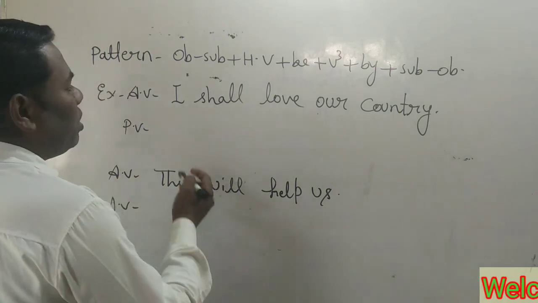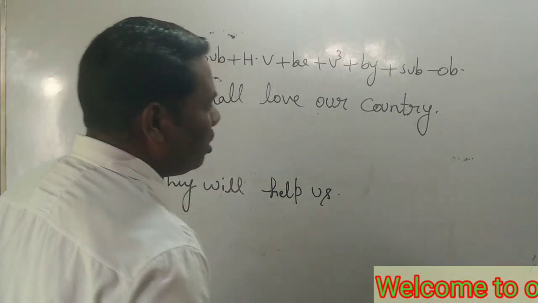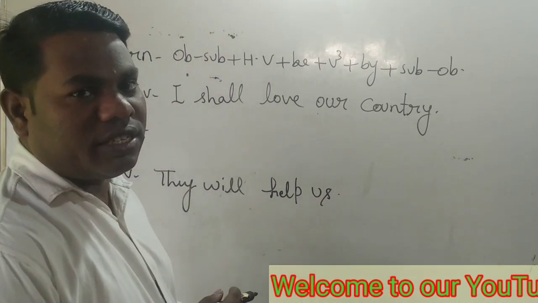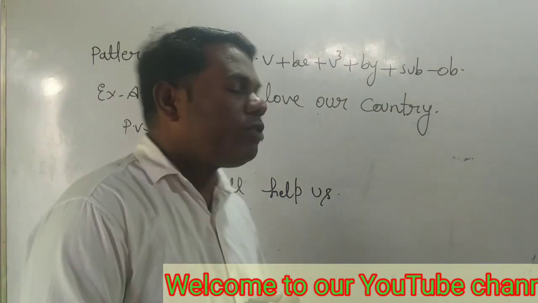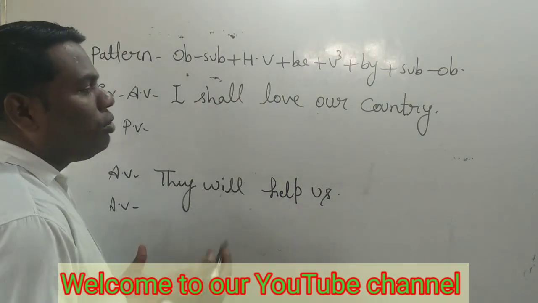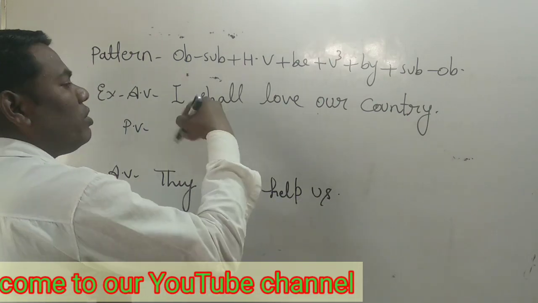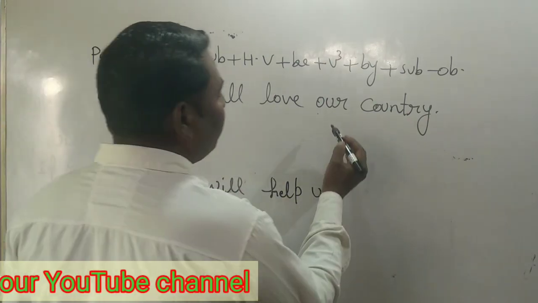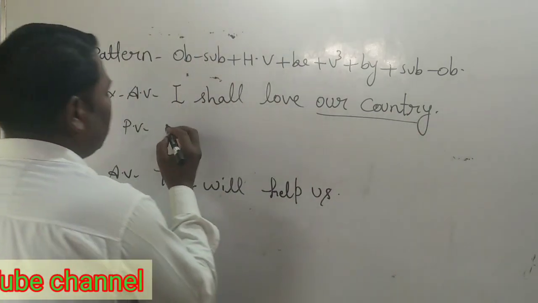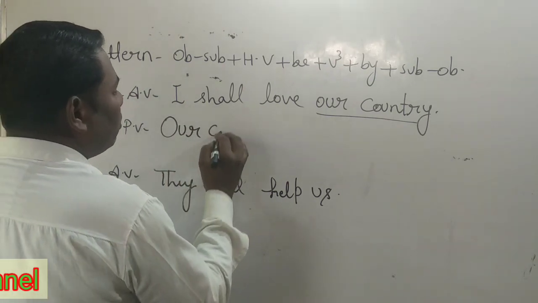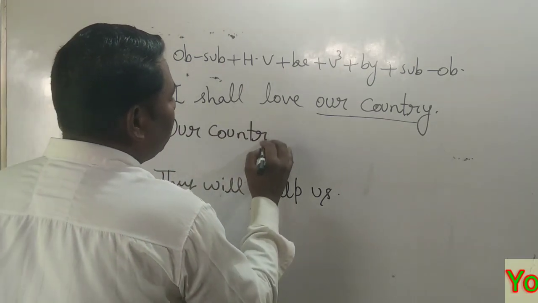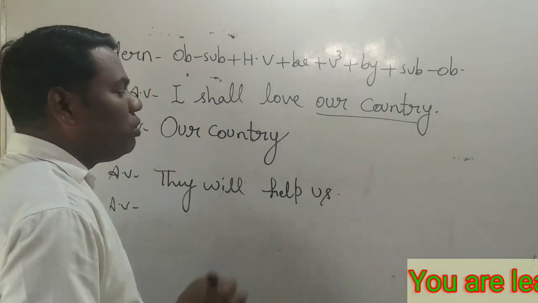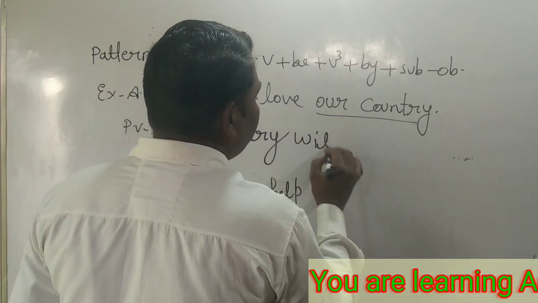Example is active voice. I shall love our country. How to change into passive voice? It is very easy. Keep watching the full video. You have to do object to subject. What is object? Our object is our country. With our country, use will be.